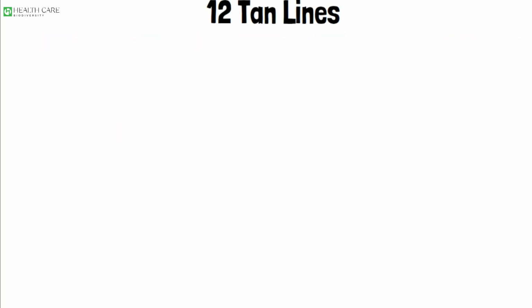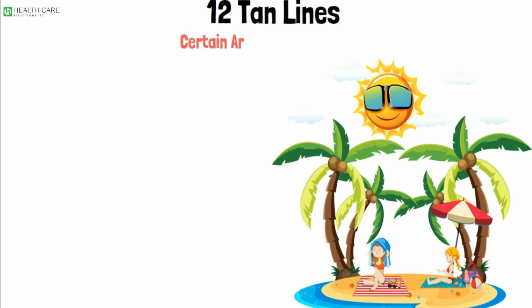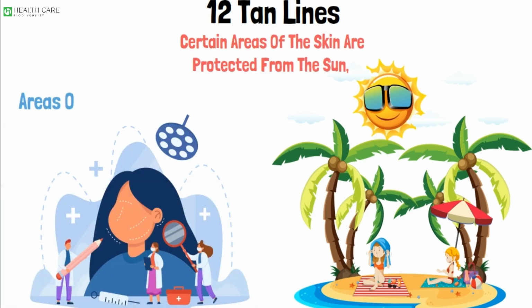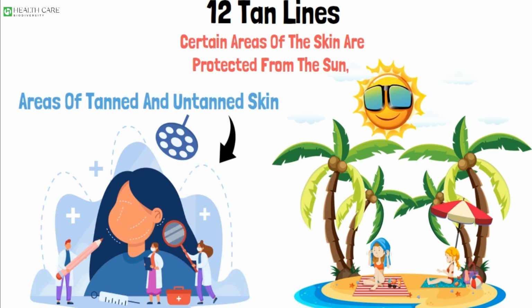Tan lines. Tan lines occur when certain areas of the skin are protected from the sun either by clothing or sunscreen, resulting in visible lines or contrasting areas of tanned and untanned skin.